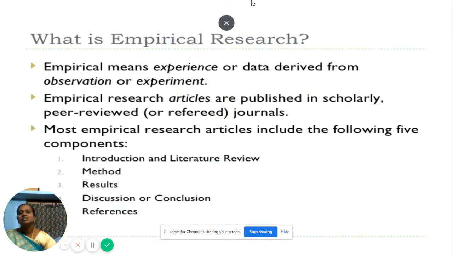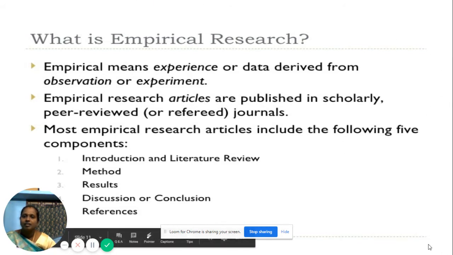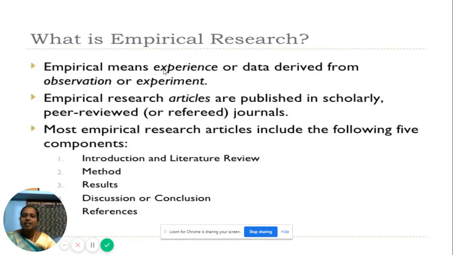Next, what is empirical research? Empirical research is otherwise known as experimental research. What do you mean by experiment? I think you all know the word is used in the laboratory, doing experiments. Empirical research can be defined as research based on experimentation or observation, based on evidence. Empirical means experience or data derived from observation. You are collecting data through your observation.